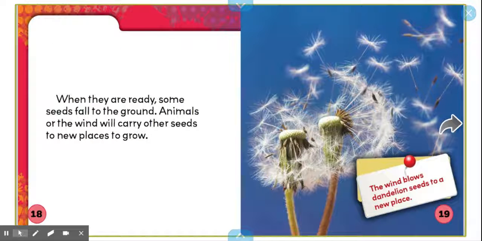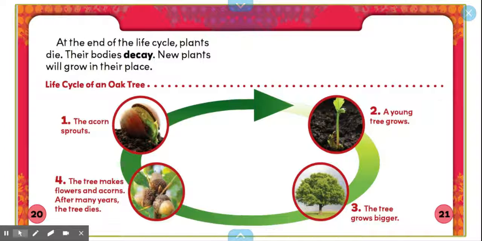When they are ready, some seeds fall to the ground. Animals or the wind will carry other seeds to new places to grow. At the end of the life cycle, plants die. Their bodies decay. New plants will grow in their place. Life cycle of an oak tree. The acorn sprouts. A young tree grows. The tree grows bigger. The tree makes flowers and acorns. After many years, the tree dies.